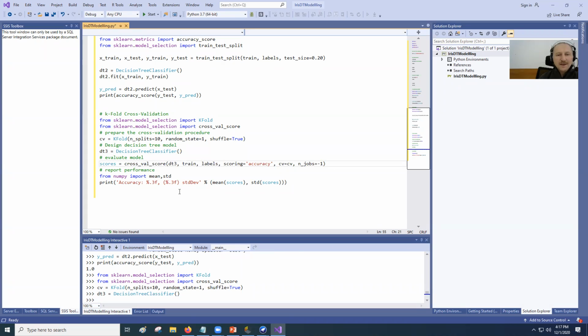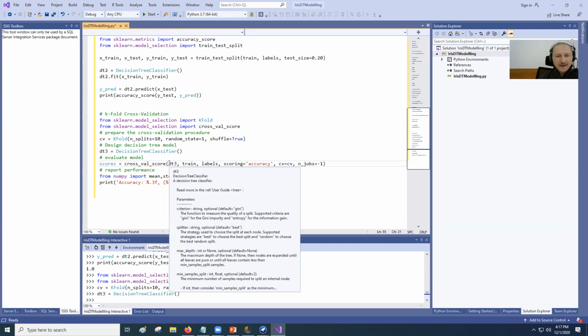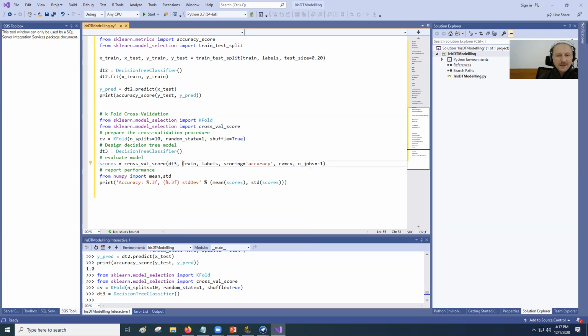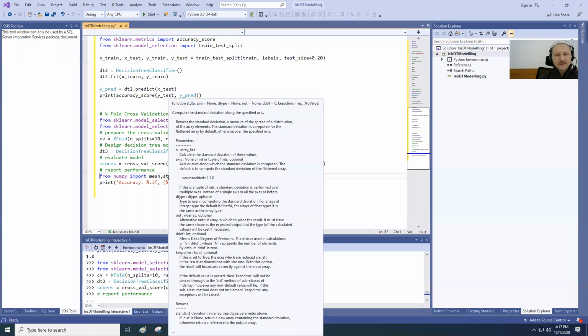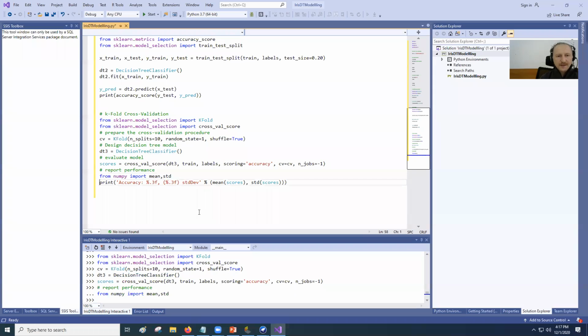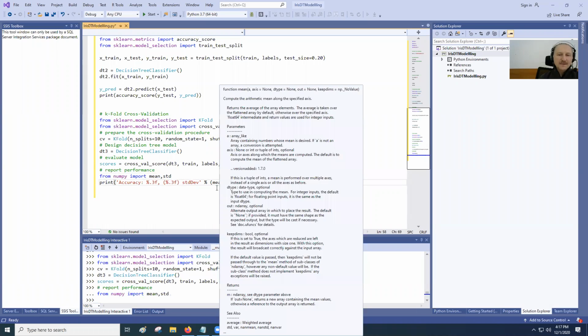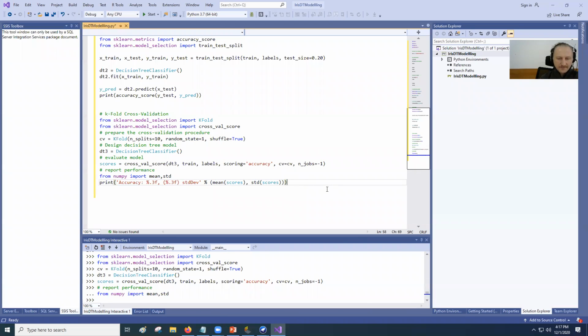Now I am going to give as input my decision tree, my full data set, and then my folds, and I want to get the report as accuracy. And then from the NumPy library, I want to use the mean and standard deviation functions. I am importing them. Inside the scores, there are 10 scores. That's why I want to get their mean and then standard deviation.